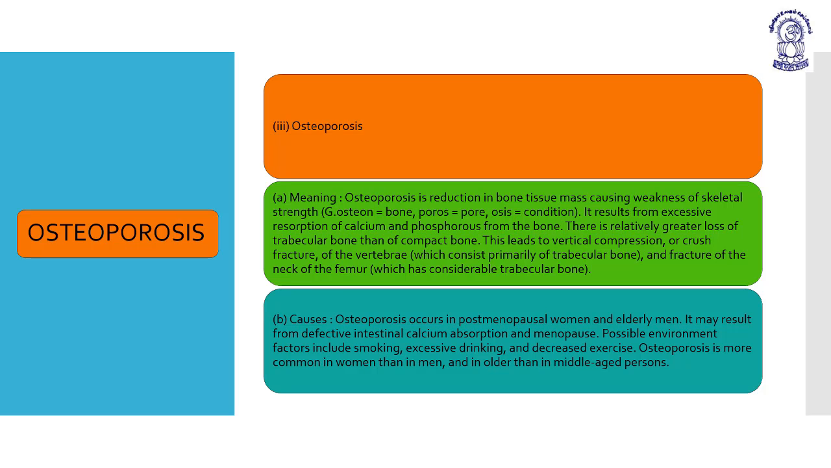Then comes osteoporosis, a disease in which bones are easily fractured. The simple meaning of osteoporosis is that the osteocytes are not going to lay down the calcium, phosphate and other hydroxyapatite crystals for the calcification of bone. The bones become very weak and fragile, and can easily be fractured.